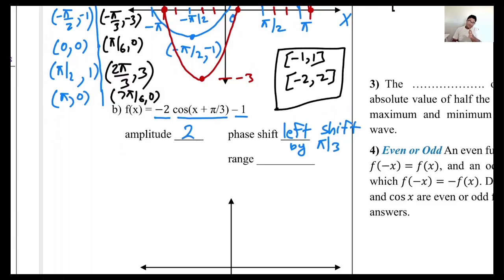And then you are subtracting 1. So you are moving the whole graph down. That will bring that down to negative 3. And the highest point will come down to 1. From 2 it will come to 1. So the range of this function is -3 to 1. All of that helps you sketch the graph correctly, accurately.